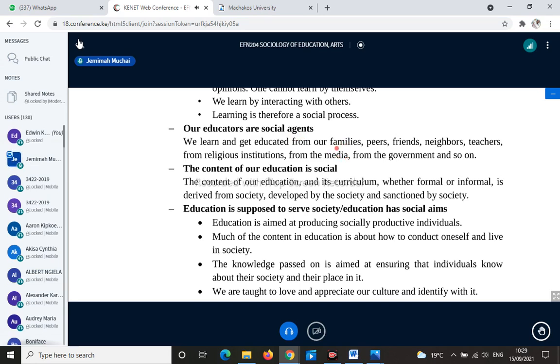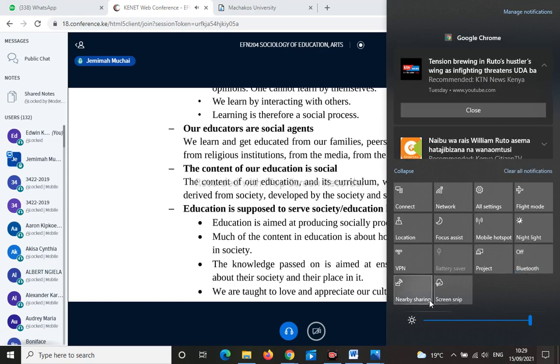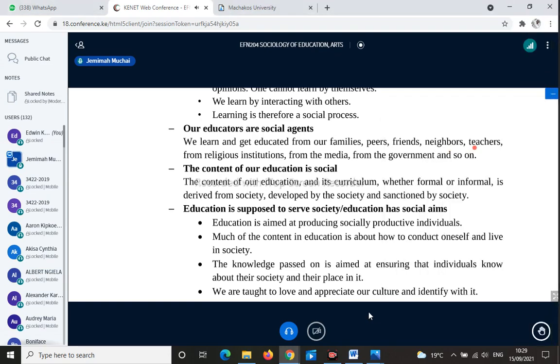We start learning from the family. We are born in a nuclear family, and from that nuclear family, we start learning. When we start going to school, we come across friends who are our age mates. Those are the peers. We also befriend other people who come to be in a relationship with us, and we learn from them. We learn from our neighbors, teachers, and others.